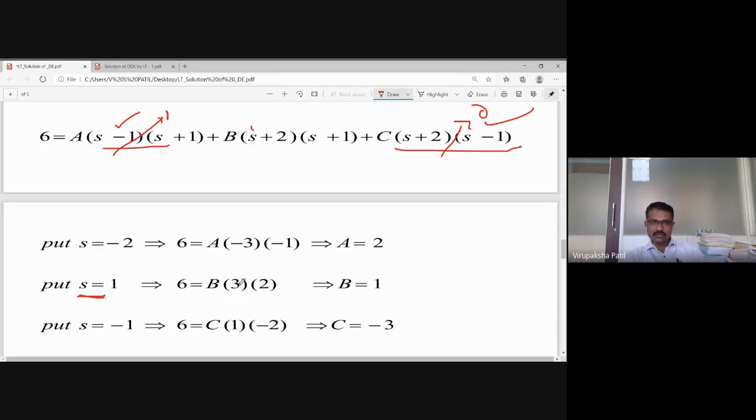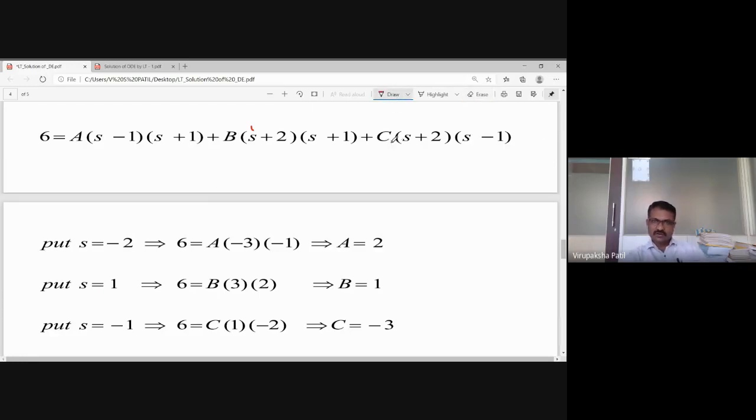If you simplify this after putting s is equal to 1, you will get 6 is equal to 6b, because 3 into 2 is 6. So this 6 cancels, you will get b value as 1. Now you got a and b values. These are simple factors. You should not waste time in such cases.